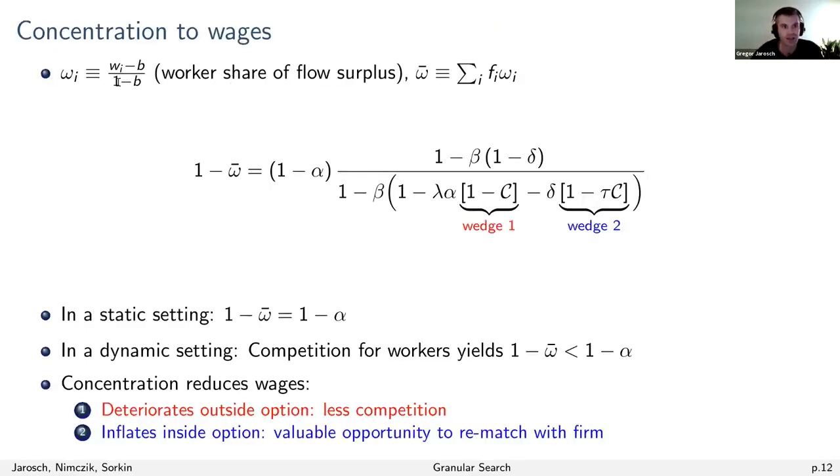To that end, think of omega bar as average wages. It's the average worker share of the flow surplus. And so you can think of 1 minus omega bar as average profits. Let me talk you through this expression. The first piece is just the standard Nash share. So in a static setting, average profits would just be 1 minus worker bargaining power.